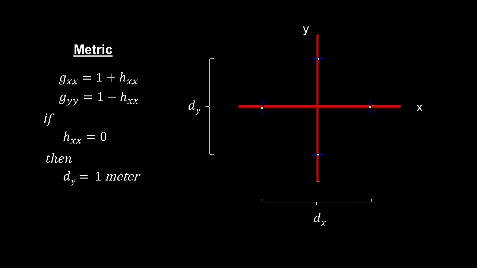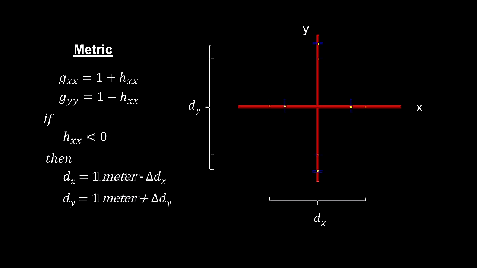At the same time, a 1 meter distance on the y-axis will shrink to less than 1 meter by the same amount. When h returns to zero, the distance between these points returns to 1 meter. When h is less than zero, the distance between the two points on the x-axis will become shorter than 1 meter, and the distance between the two points on the y-axis will become longer than 1 meter.